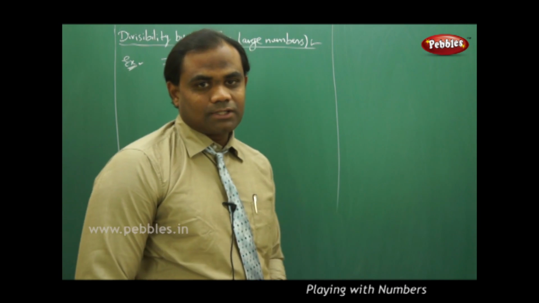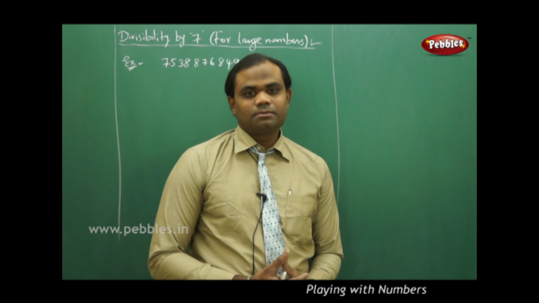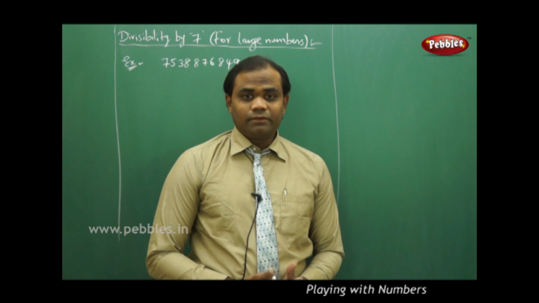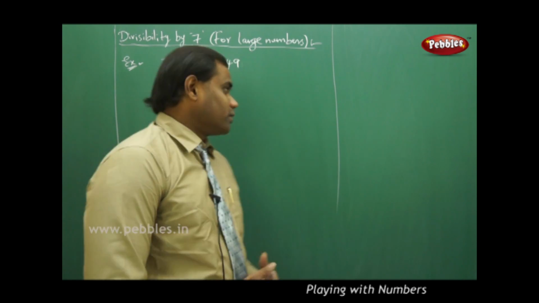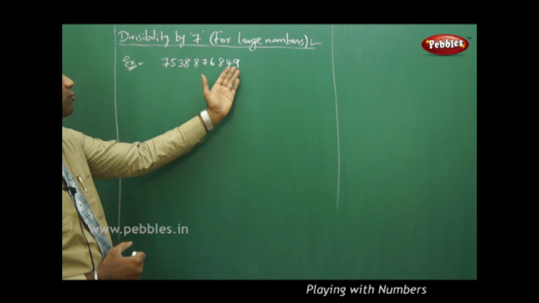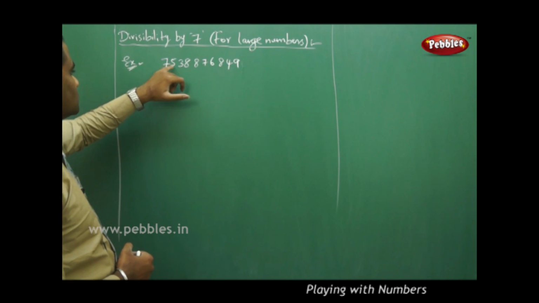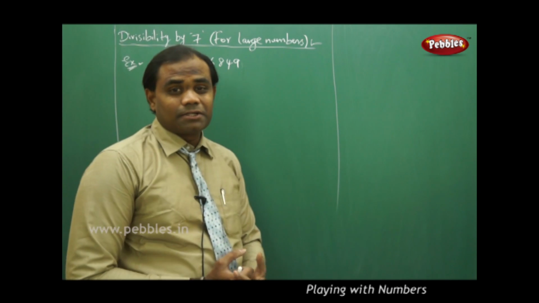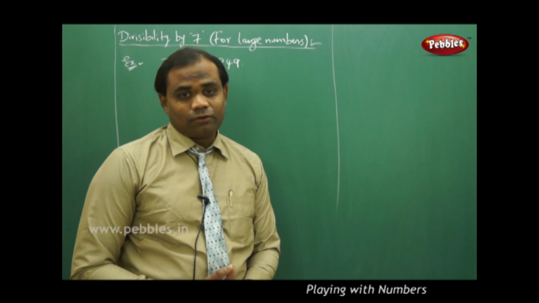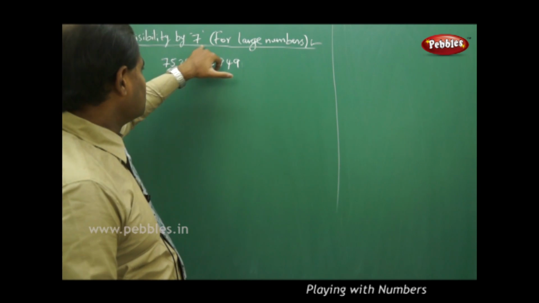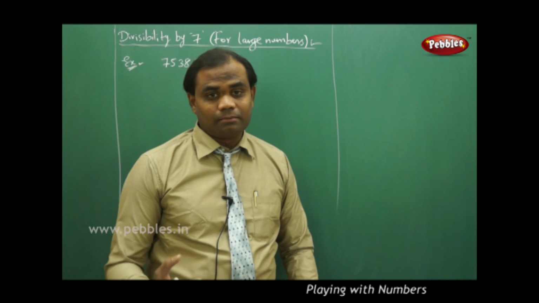So we have discussed already in the previous session about divisibility by 7 for a 3-digit number. But if the digits are very large, say for example, I have a number 75388768849, which has totally 1, 2, 3, 4, 5, 6, 7, 8, 9, 10 digits. So this is a 10-digit number which I want to identify for its divisibility. So let's start the session with the heading divisibility by 7 for very large numbers.